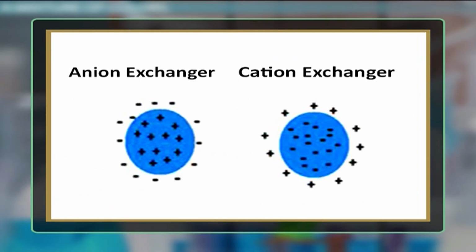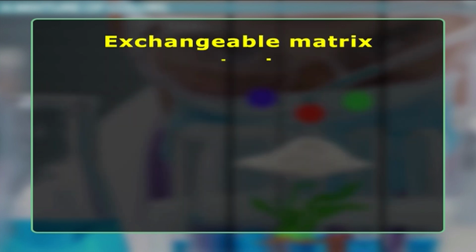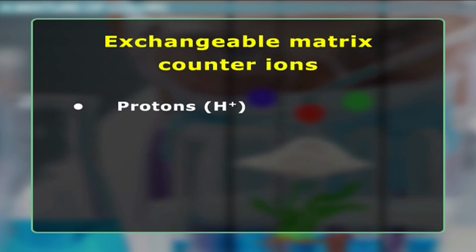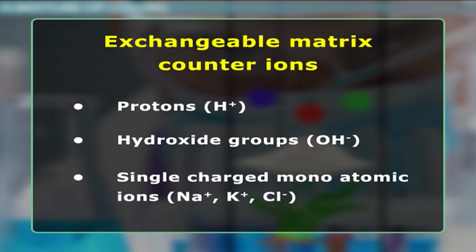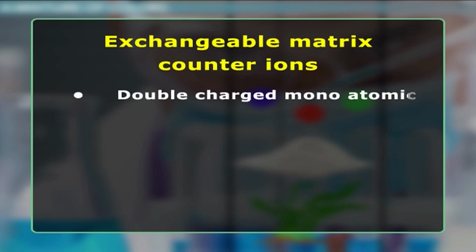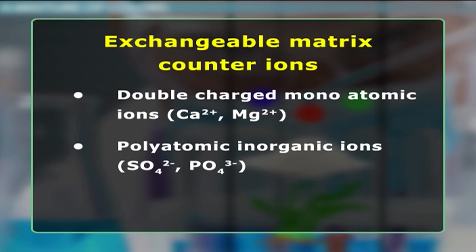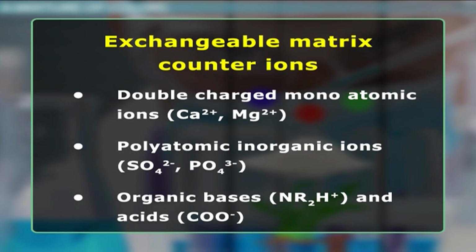oppositely charged ions. These ions exist in a state of equilibrium between the mobile and stationary phases, giving rise to two possible formats, anion and cation exchange, and are referred to as counterions. Exchangeable matrix counterions may include protons H+, hydroxide groups OH-, singly charged monoatomic ions Na+, K+, Cl-, doubly charged monoatomic ions Ca2+, Mg2+, and polyatomic inorganic ions SO4 2-, PO4 3-, as well as organic bases NR2H+ and acid COO-.